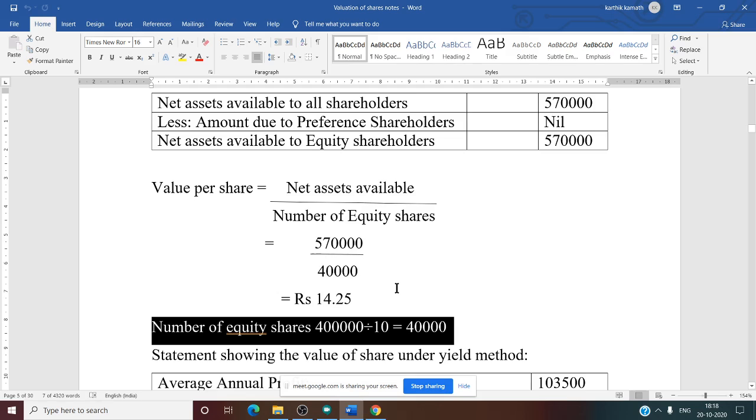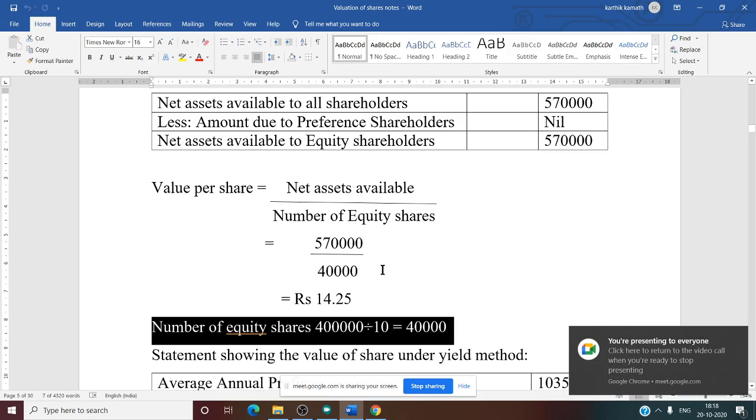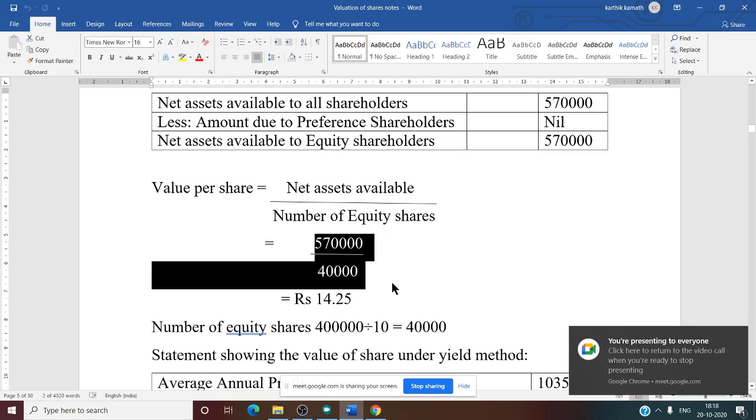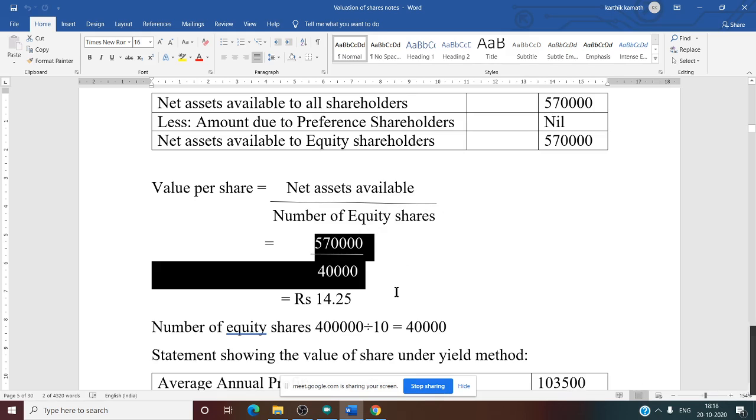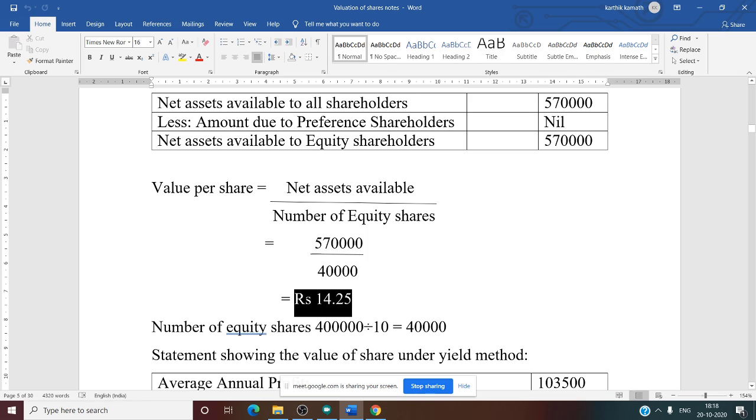That is about the number of equity shares. So divide 5 lakh 70,000 by 40,000. Final answer: the value of each share, or value of one share, is rupees 14.25. So now we are finished with the first method, the net asset method or intrinsic value method.